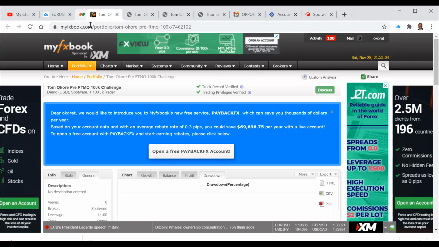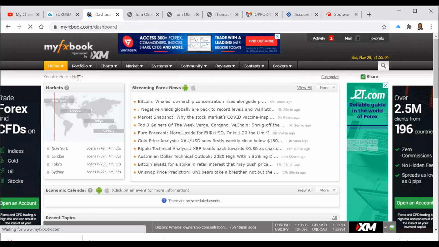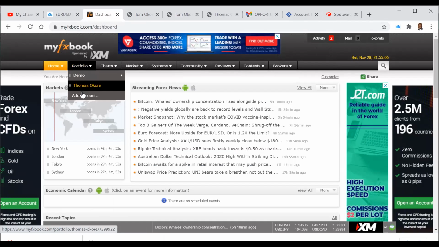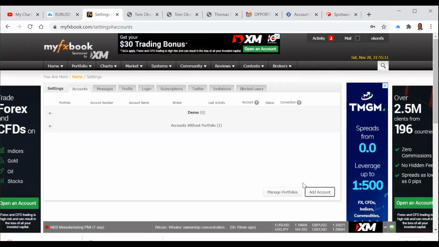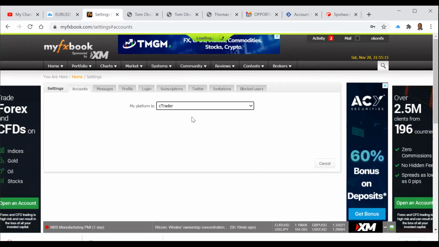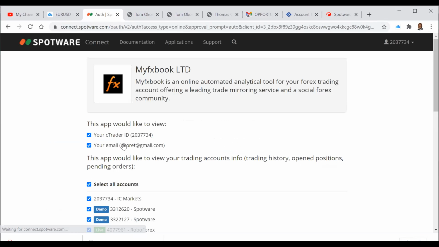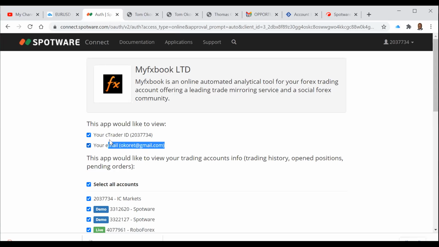I close this one. I come here. Add account, trader, continue. Why does it keep bringing this email? It keeps bringing this email, and we don't want this email. We want the other. So we need to remove this.